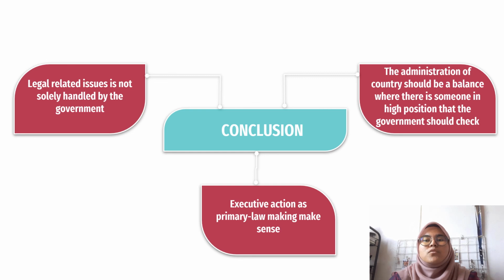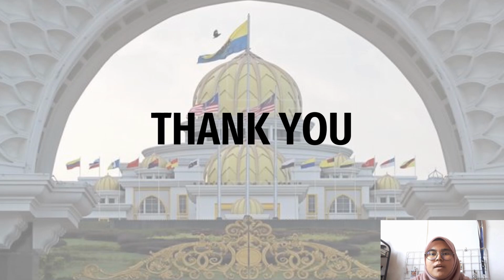Hence, the Yang di-Pertuan Agong should be there to give permission or royal assent to any laws that have been passed by both houses. The fact that the executive is the primary lawmaker just makes sense, to prevent any state legislative assemblies from acting by themselves in order to prevent the virus from spreading. When they are already in one department, they can act in one order that can be provided by the executive. That's all from us.